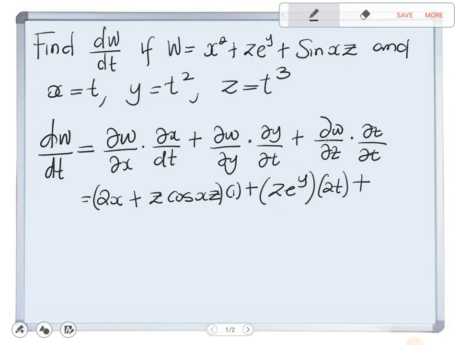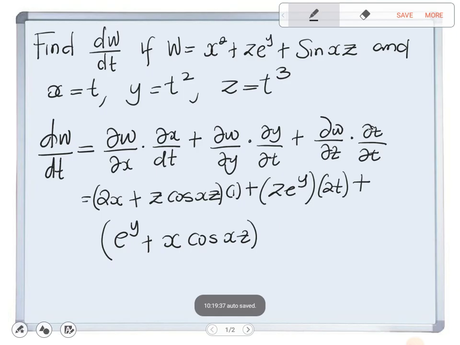Plus we go to the derivative of w with respect to z. This one will go, this will remain. Differentiating this with respect to z, z will go, so e to the power y is what is going to remain. Plus, differentiating sine xz with respect to z, x will come out, then you're going to have cos xz. We still have dz/dt, which will give us 3t squared. And here we are done.